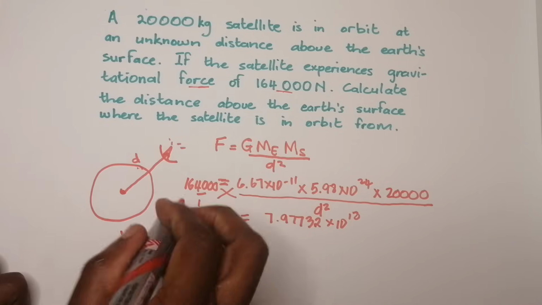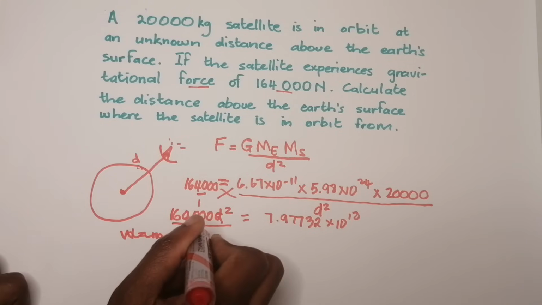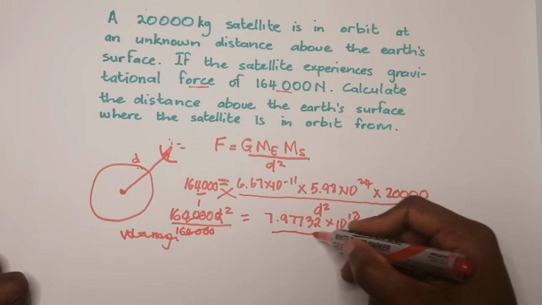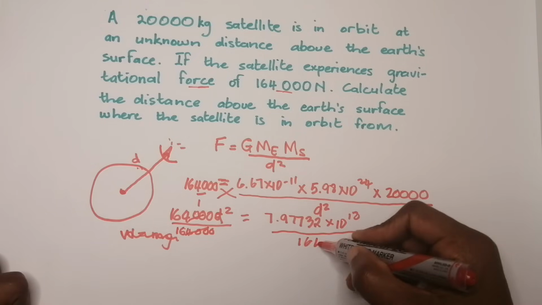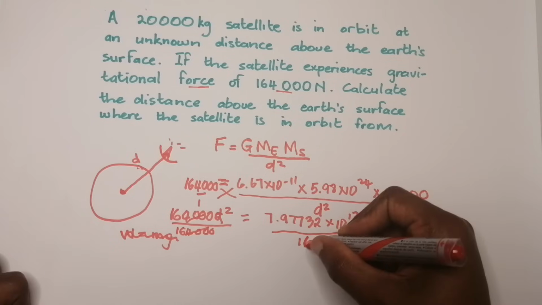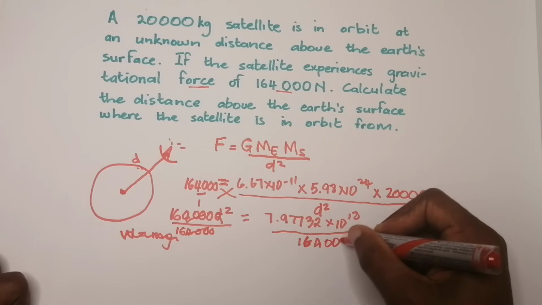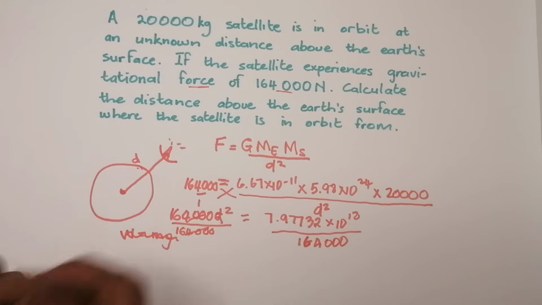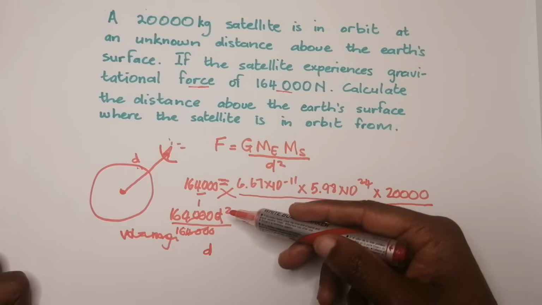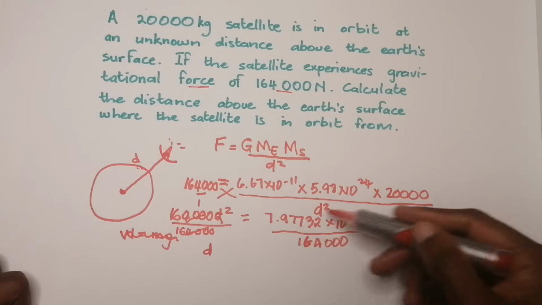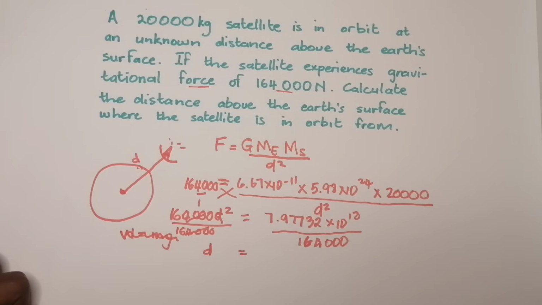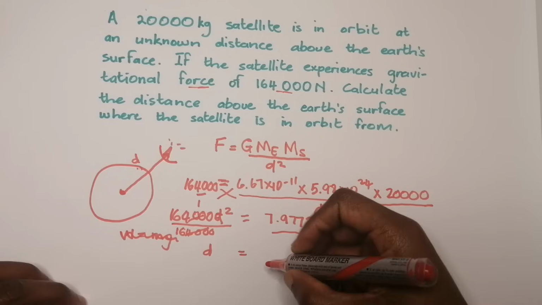We're going to divide both sides by 164,000, so that this cancels with that. What we do on the left, we do on the right. Upon finding that, we're going to take the square root. Remember, this is d squared, so whatever answer we obtain on this side, we take the square root of it. And what do we have as our final answer?